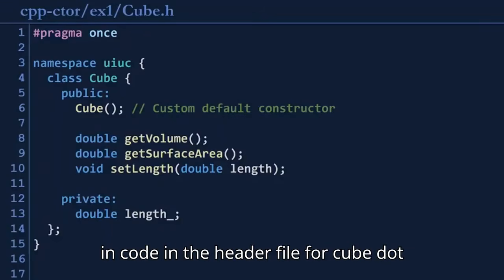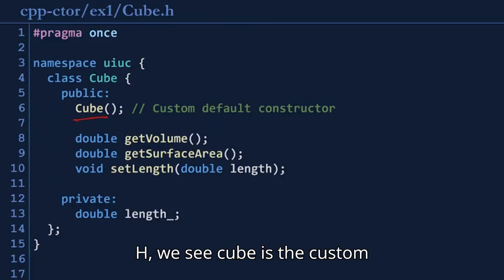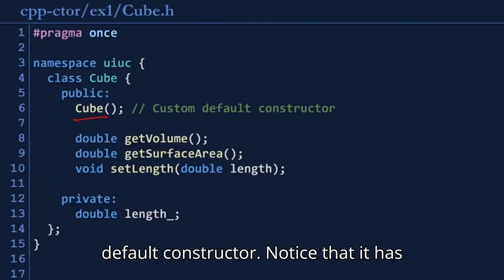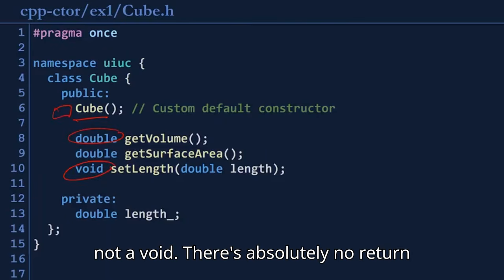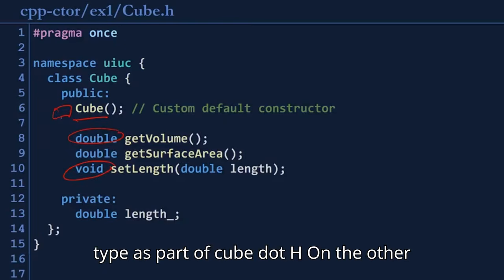If we look at how this looks in code, in the header file for cube.h, we see cube is the custom default constructor. Notice that it has no return type. It's not a double. It's not a void. There's absolutely no return type as part of cube.h.